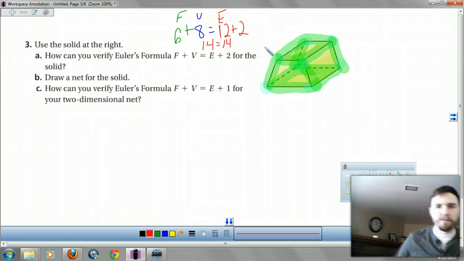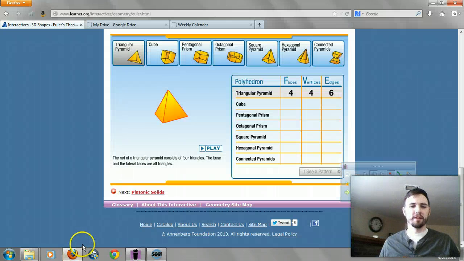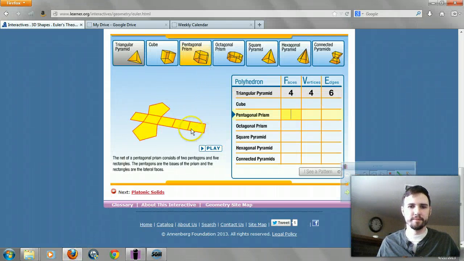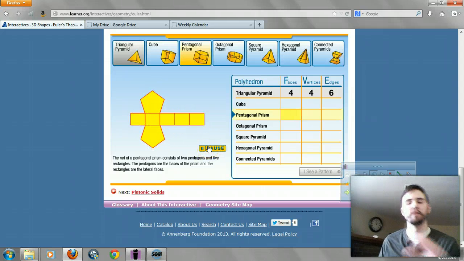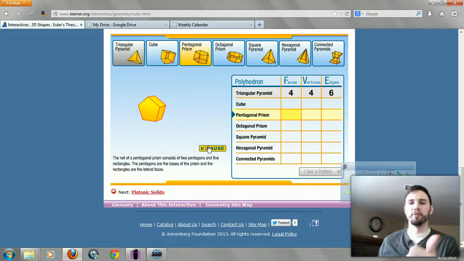Now I have to draw a net for the solid. Let's go back to this website. That's what a net looks like. Okay? And you see how you can fold it back up and you can get that shape. So that's what we have to do.